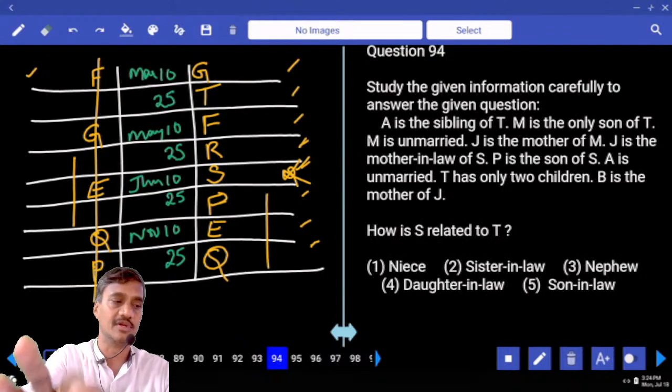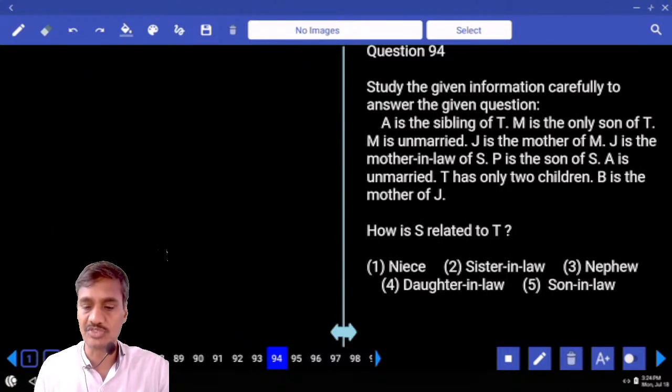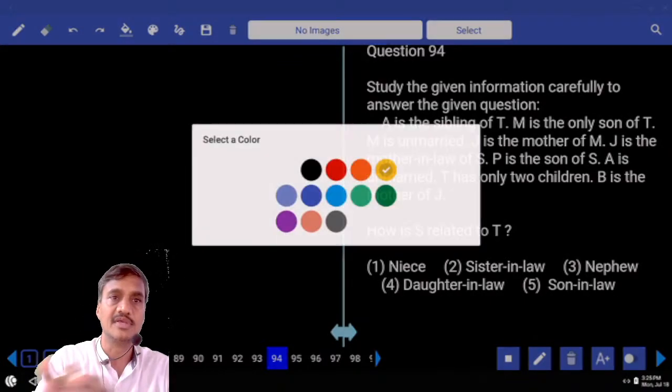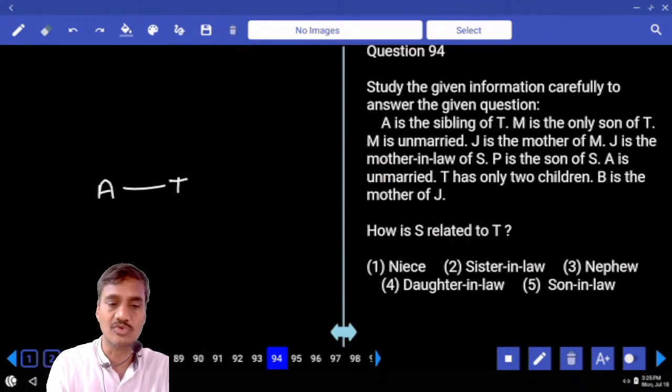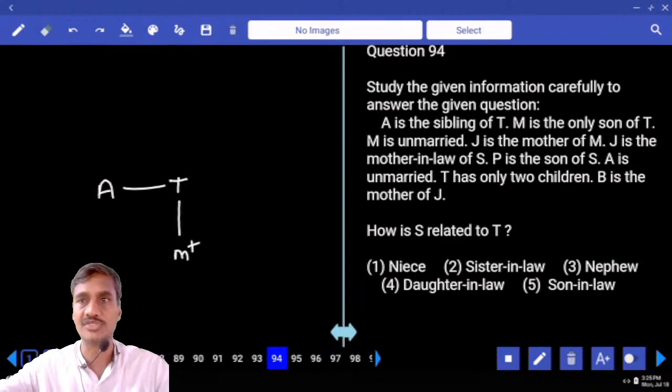Then next one, blood relations. Now, 3 questions were given under this blood relations. A is the sibling of T. Yes, how to represent this one? A and T are siblings to each other. And M is the only son of T. M is the only son means information regarding daughters is not given, but there is one son M.